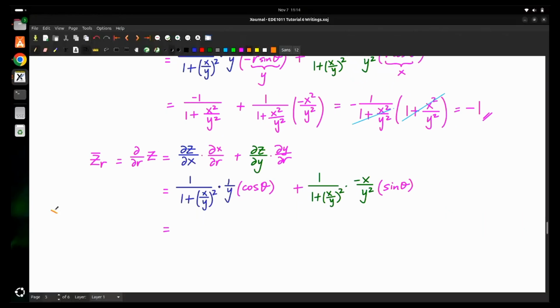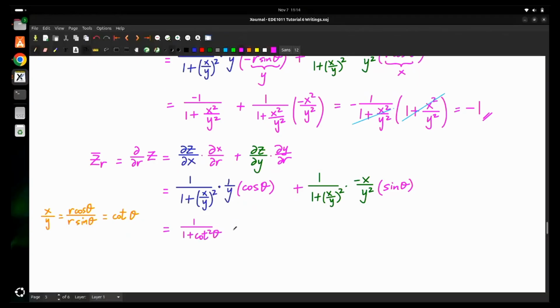So x over y is really r cos theta divided by r sine theta. So therefore, it is really just cosine theta divided by sine theta, right? So that is cotangent theta. Is that okay? So I'm just going to sub in. So it's going to be 1 over 1 plus cotangent square theta.